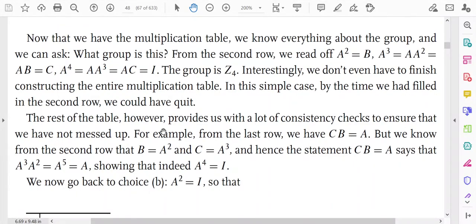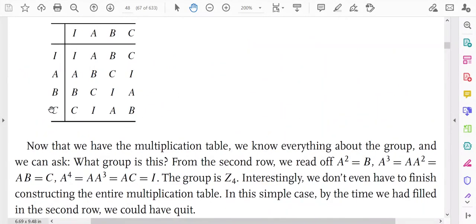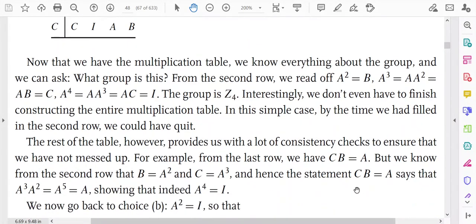However, the rest of the table provides us with a lot of consistency checks to ensure that we have not messed up. For example, from the last row we have BC is equal to A. You see that C into B, BC is equal to A.